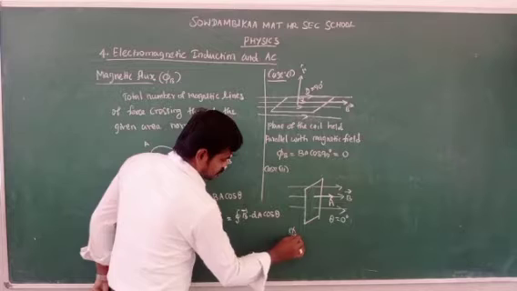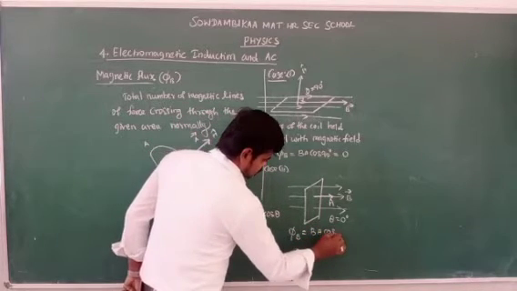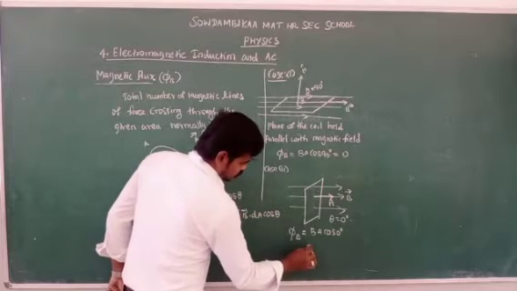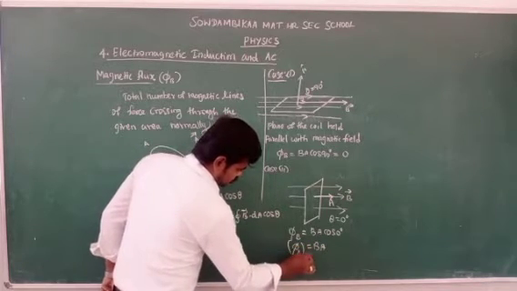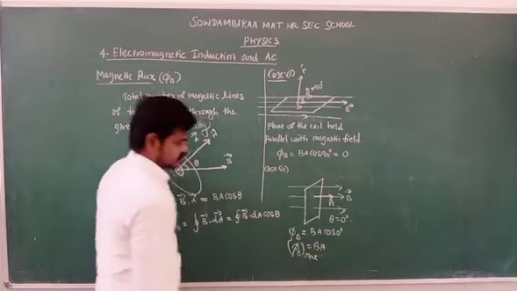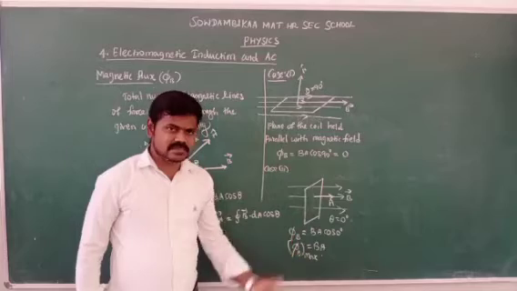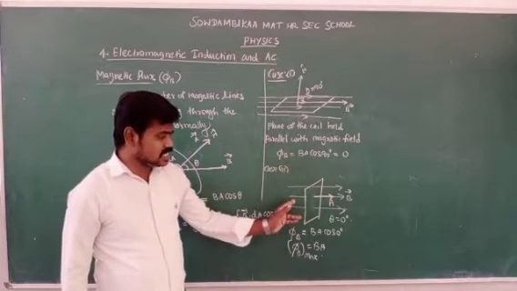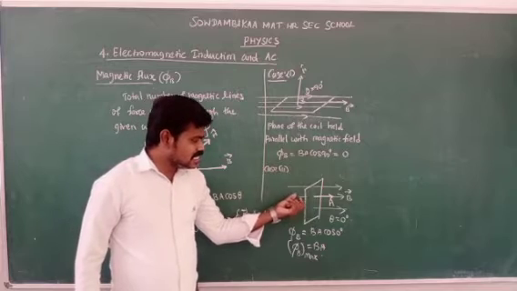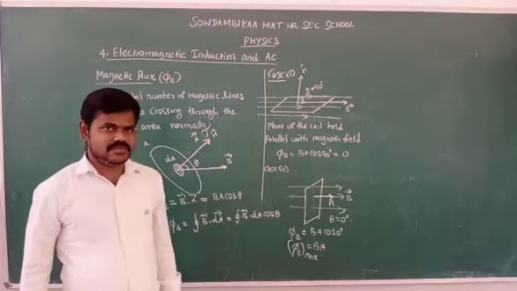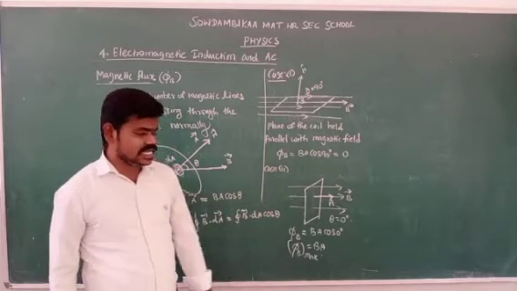Phi B is equal to BA cos 0 degrees, which is 1. So phi B is maximum. When the flux linked with the coil is maximum, the coil is held perpendicular to the magnetic field.